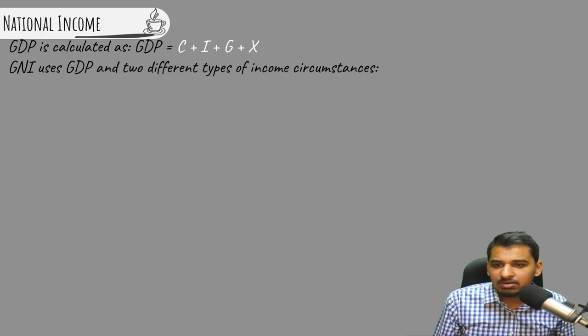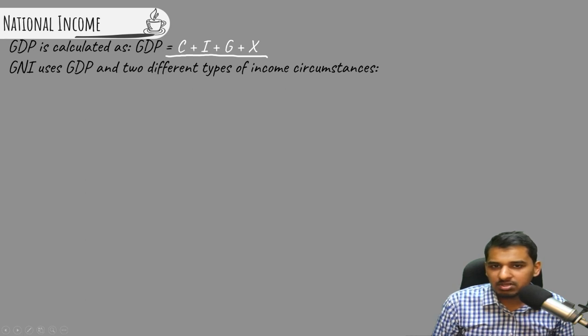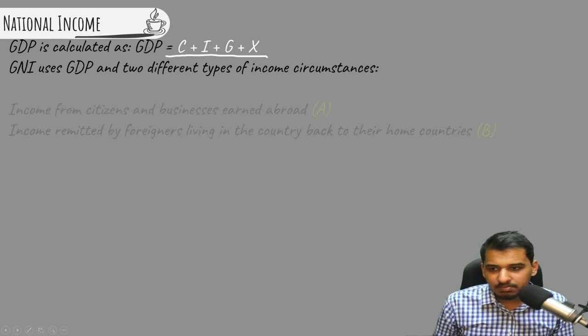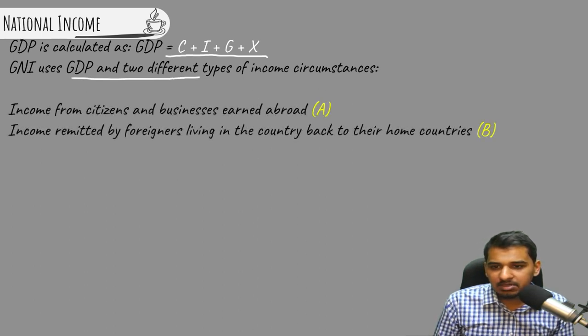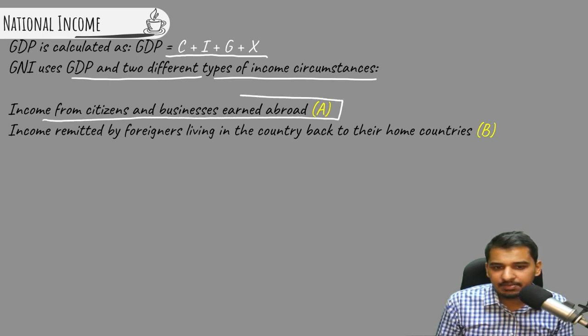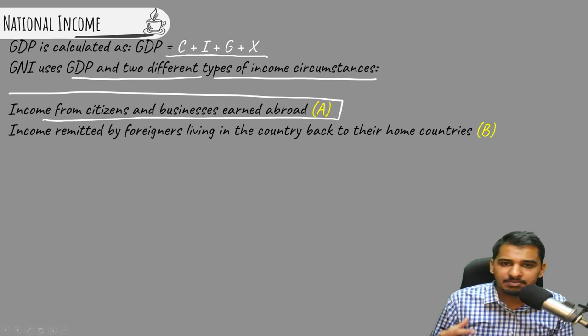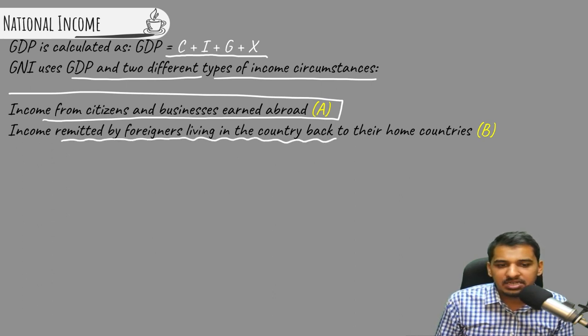GDP is calculated as C plus I plus G plus NX, that is net exports, exports minus imports. GNI uses GDP and two different income circumstances. Income from citizens and businesses earned abroad is A, and income remitted by foreigners living in the country back to their home countries is B.